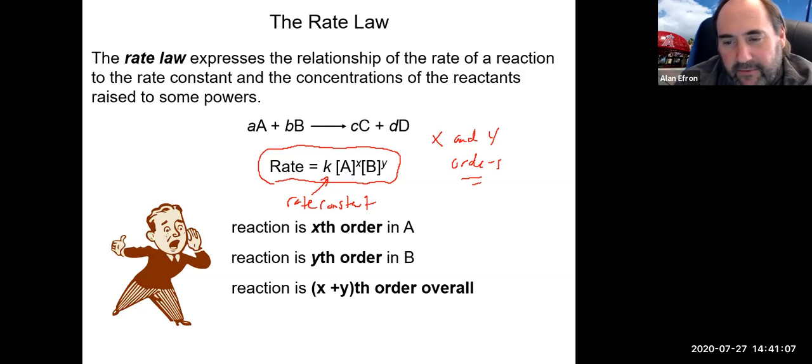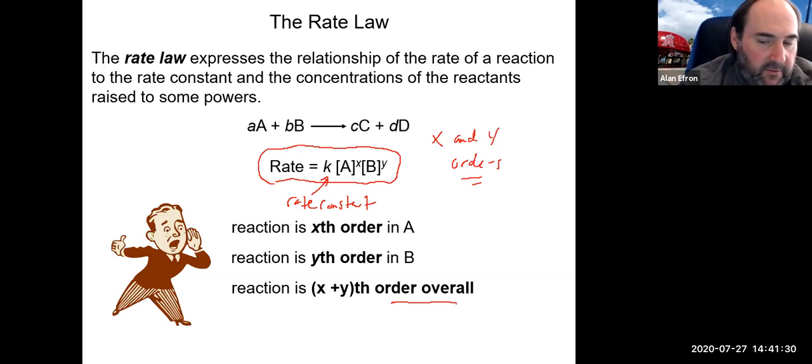If you want to think about it, it's sort of the proportion of those reactants that is necessary for this reaction to take place at the correct rate, or the correct speed. Now, if you want the overall order of the reaction, you add those together. If you add up all the individual orders, it gives you the overall order of a particular reaction.